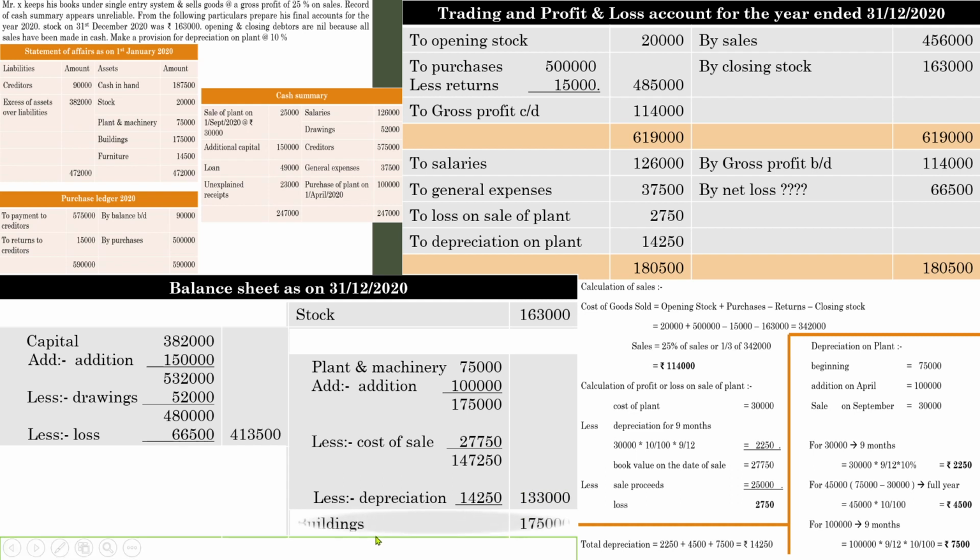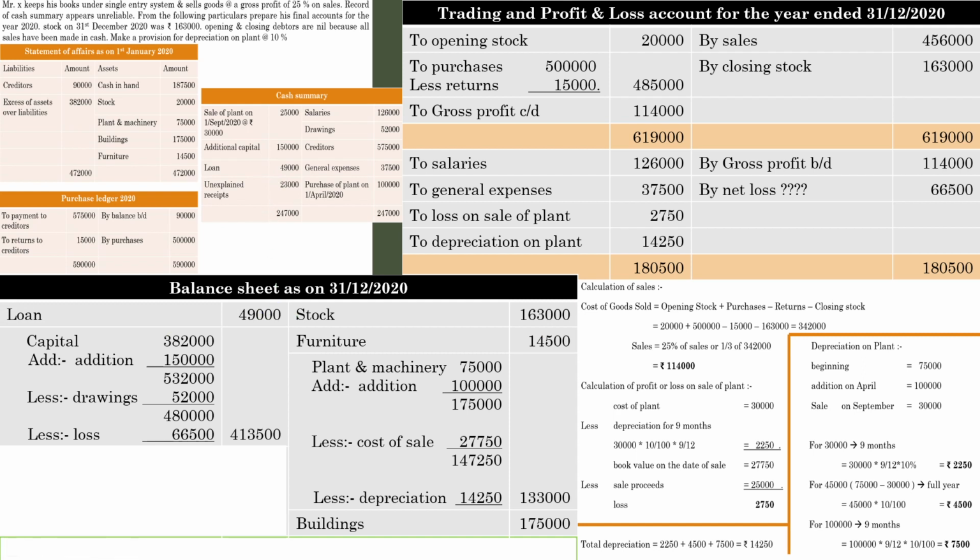Next one, buildings 1,75,000. There is no adjustment with regard to that. Next one, furniture 14,500. Next one, loan 49,000. That is mentioned in the cash summary. See, loan amount is there. And finally, one more item, that is unexplained receipts.